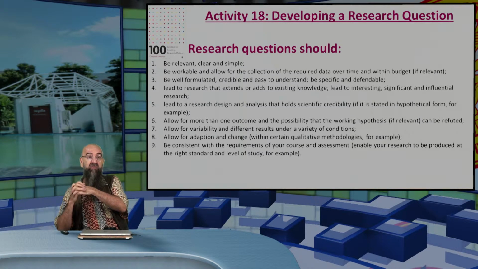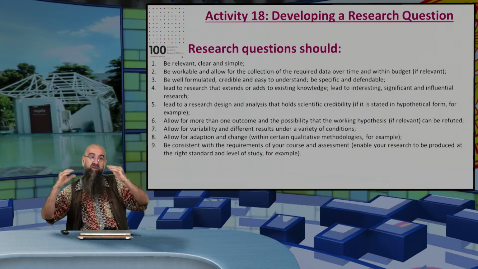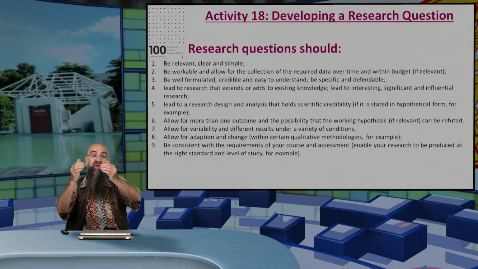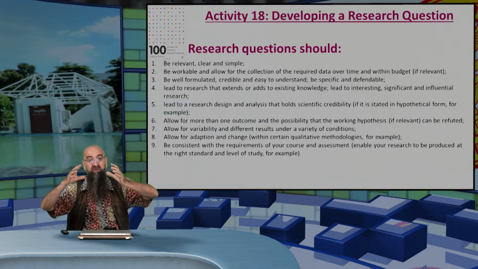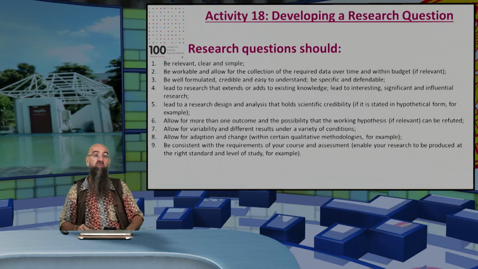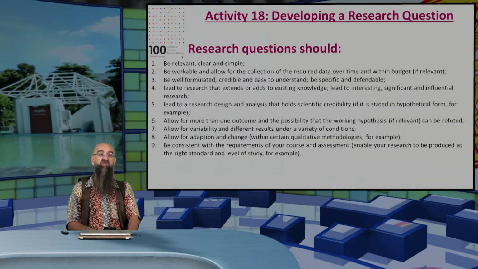Okay, a research question needs to lead to a research design and analysis that holds scientific credibility if it is stated in a hypothetical form. Okay, so it needs to be a question that leads to a research design or research methodology that is going to be scientifically or academically credible. A research question should allow for more than one outcome and possibility.